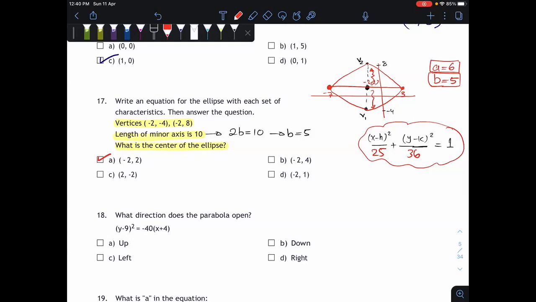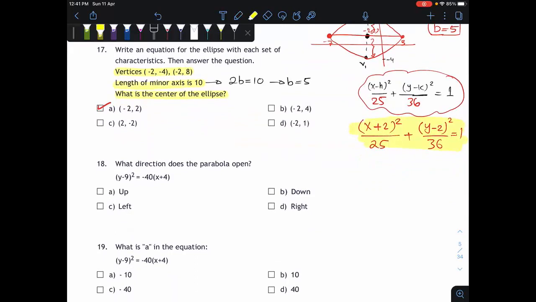So the ellipse is vertical and the big number will be below the y squared. And what's the center now? x minus -2, so (x plus 2) all squared over 25, and then plus (y minus k), the k is 2, so (y minus 2) all squared over 36 equals 1. So he's asking you about the equation and also the center, and very easy now. So your answer is A.